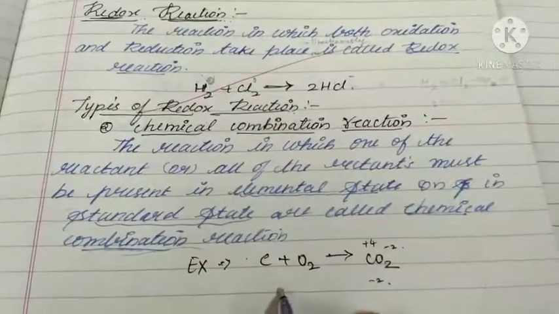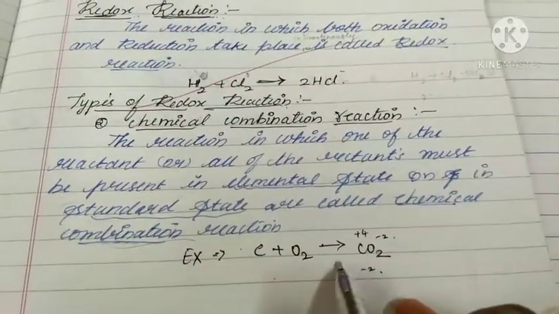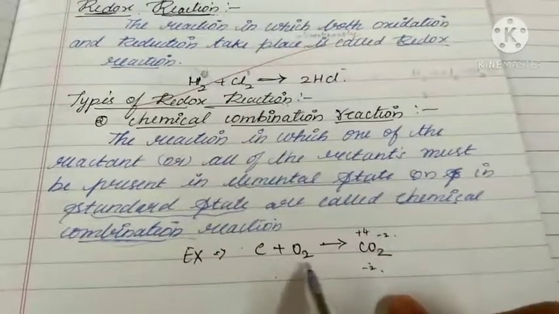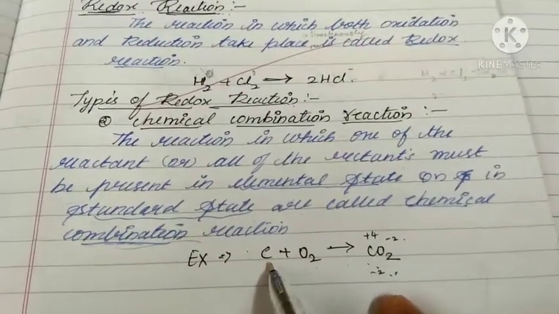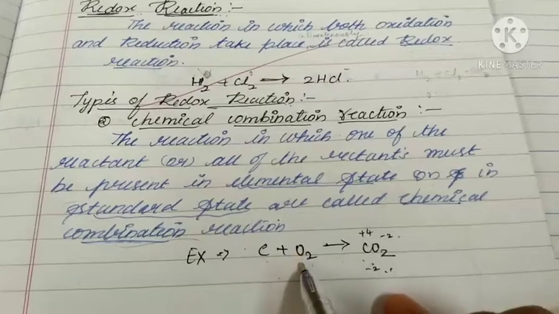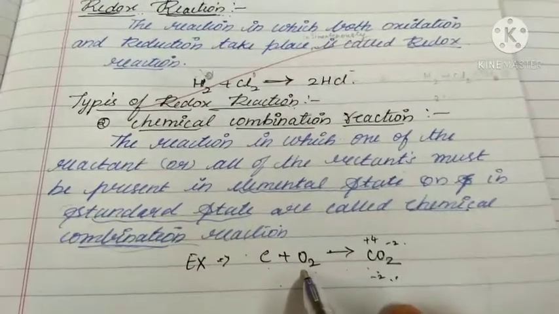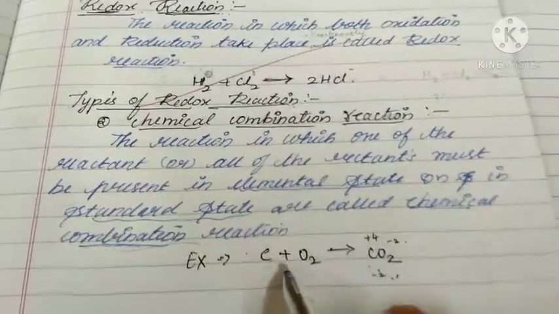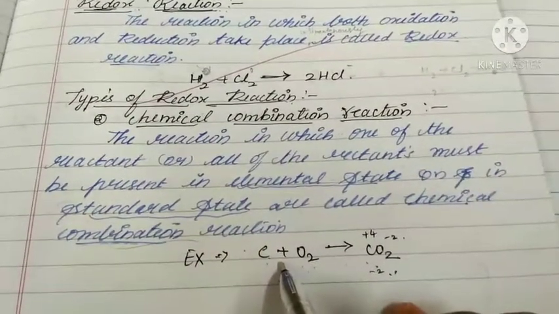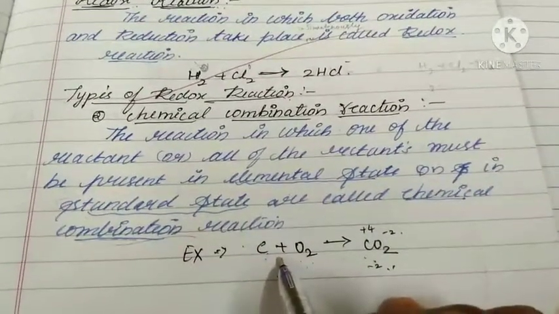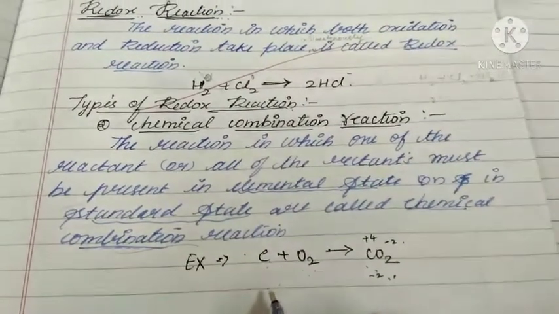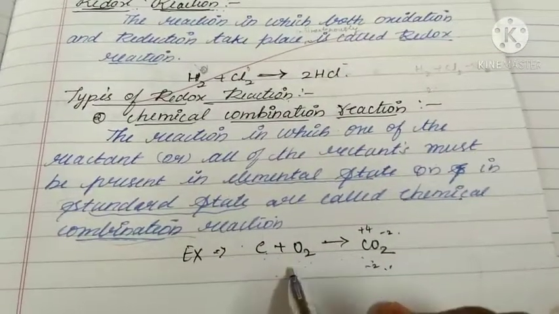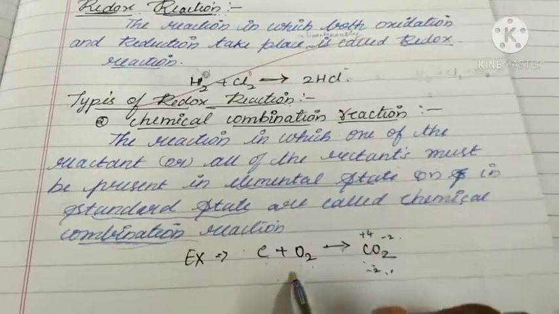See, for example, take this reaction. C plus O2 gives rise to CO2. In this reaction, C and O2 are reactants, CO2 is product. Here carbon is present in elemental state. Of course, oxygen is also present in elemental state. One reactant or all the reactants must be in standard state or elemental state. Then only that is called chemical combination. Then why does it come under chemical combination redox reaction?